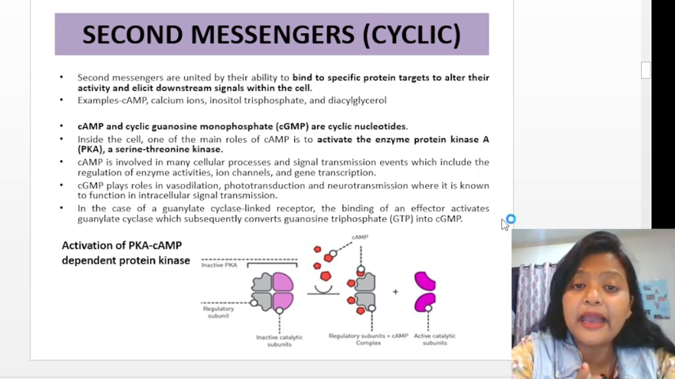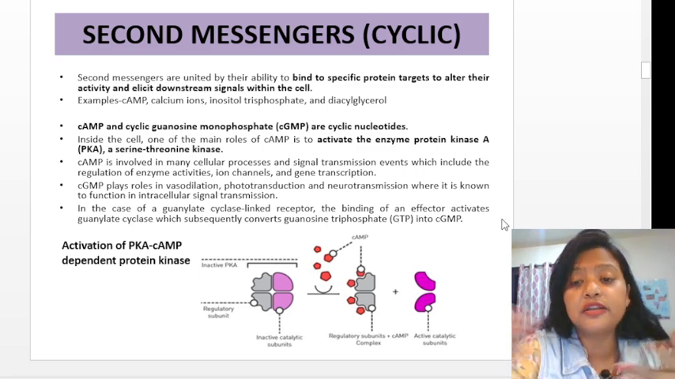Okay, so cAMP and cGMP, these two come under the cyclic nucleotides. Fine. So what does cAMP do? cAMP will help in the activation of protein kinase A, PKA, which is actually a serine threonine kinase. And what does cGMP do? cGMP will help in the vasodilation process, phototransduction process, and neurotransmission process. And cAMP will help in the regulation of enzyme activities, ion channels, and gene transcription.